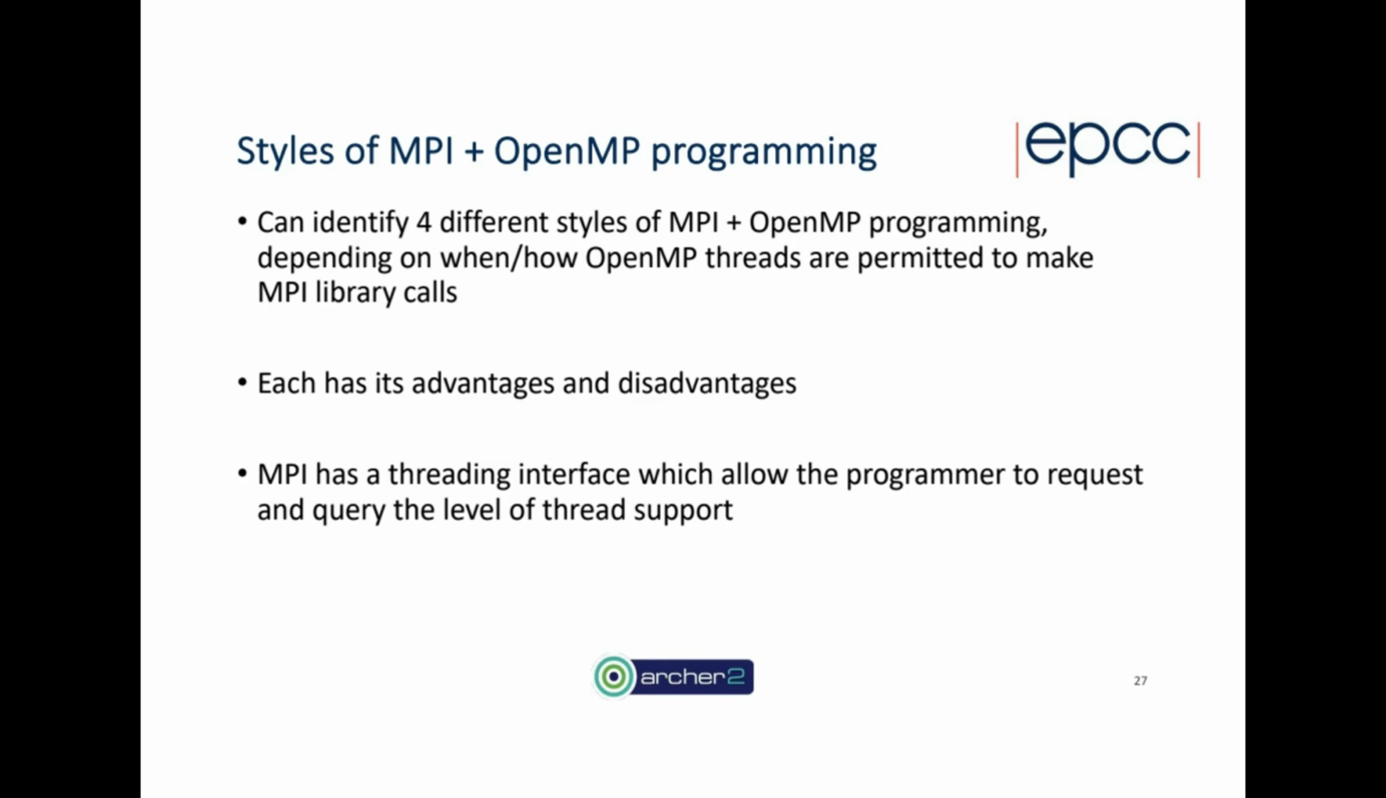Okay, so now let's look at the different styles of MPI and OpenMP programming. We can actually identify 4 different ways of doing this depending on when and how the OpenMP threads are permitted to make MPI library calls. Each potentially has its own advantages and disadvantages, which I'll try to go through. MPI has a threading interface which allows us to request and query the level of thread support that the MPI implementation is providing.